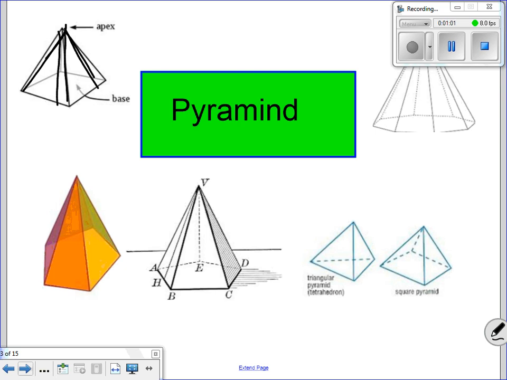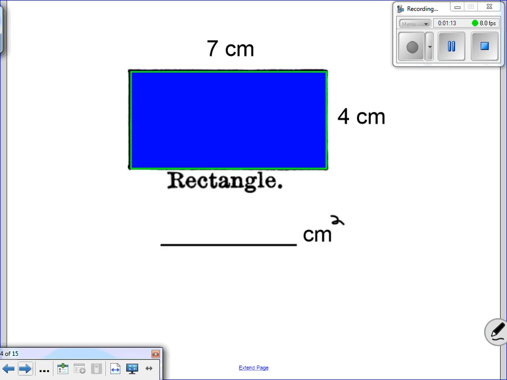Okay? Keep that in mind, because today we get to count all the faces of our shape and then find the area of each shape in that particular three-dimensional shape. Let's take a look at some examples.